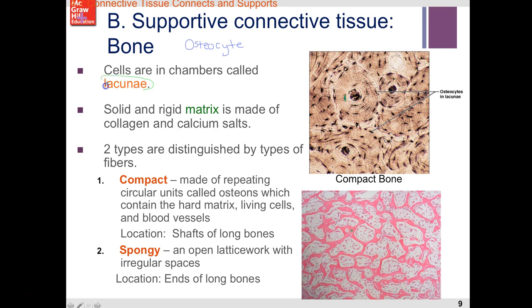Beyond these cells, we have a solid and rigid matrix because it's bone, right? That's made up of collagen and calcium salts in order to give it strength. At the top here is compact bone, and we see circular units. In class, I mentioned to some of you that they look like the rings of a tree trunk.